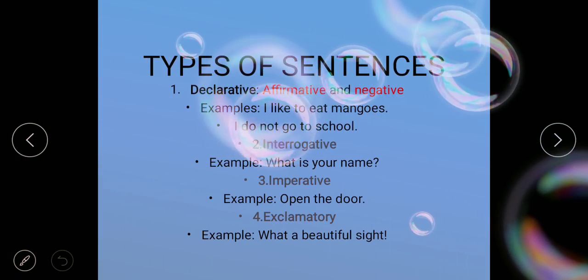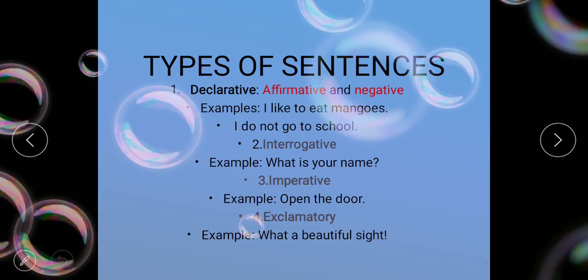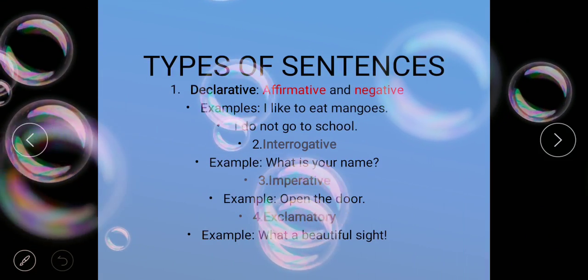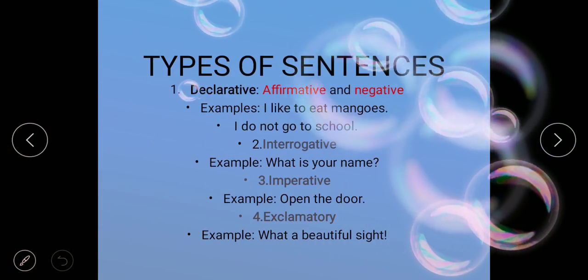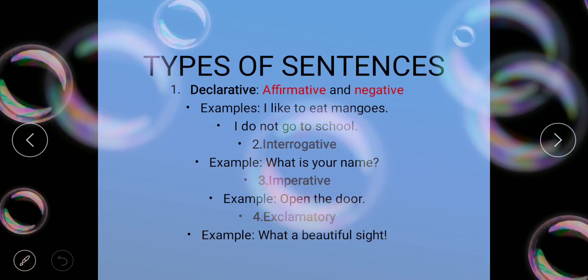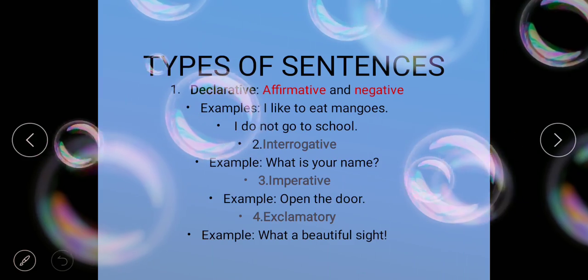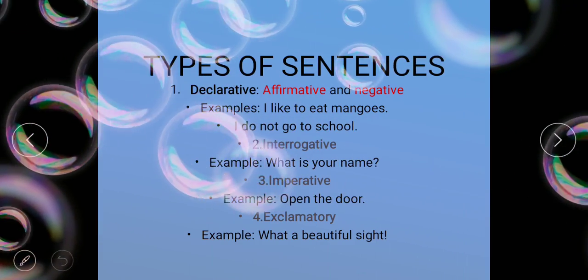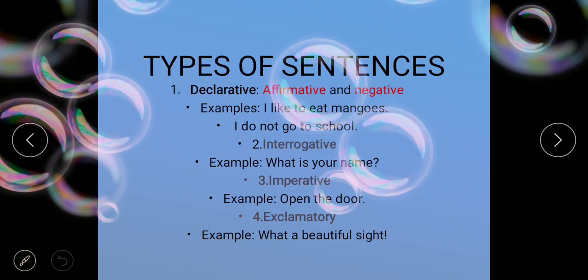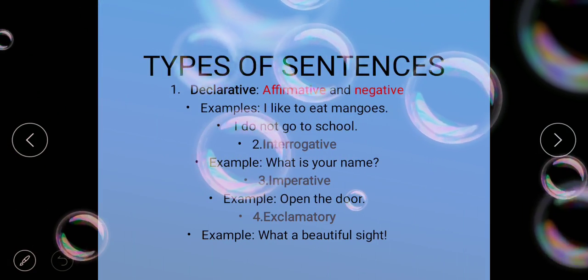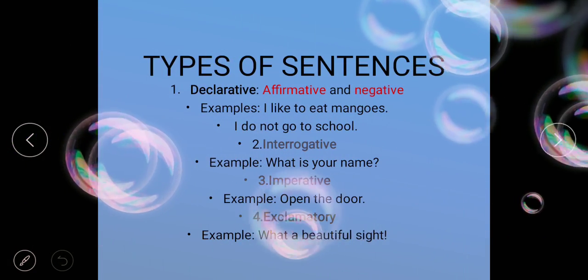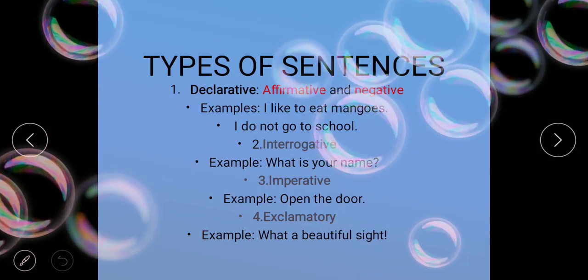Second one, interrogative. An interrogative sentence asks a question and is formed by putting the auxiliary verb before the noun, or by beginning the sentence with the WH words and ending it with a question mark. WH words are what, where, who, whom, which, and so on. Example, what is your name? Don't you like reading?